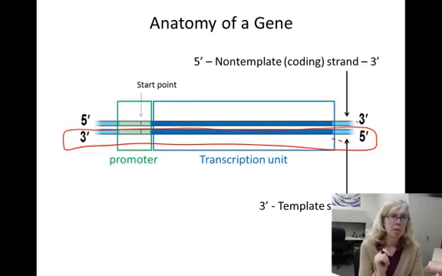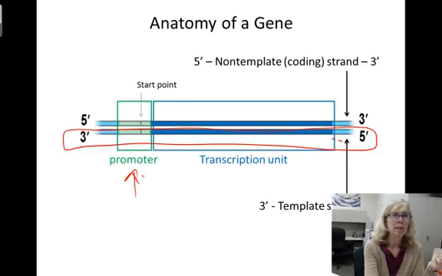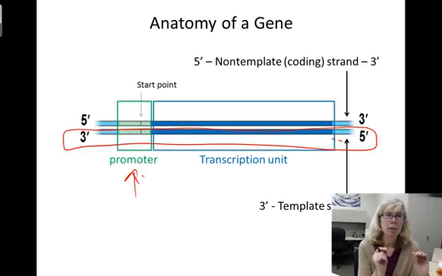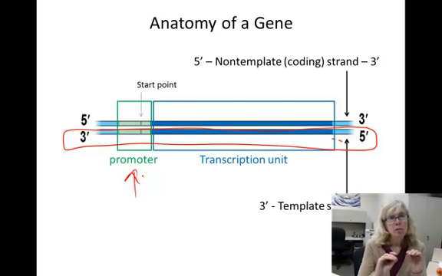The promoter region is where transcription begins, and the start point is where the first mRNA nucleotide will be attached. The transcription unit is the sequence of DNA that will be transcribed into mRNA.